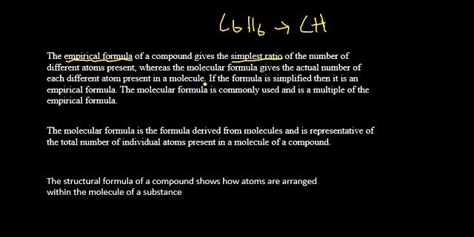Now let's look at the molecular formula. The molecular formula is gotten from the relative molecular mass and the empirical formula. So actually, the molecular formula is gotten from the empirical formula. And what does it do? It shows us the actual number of atoms present. The total. It gives us the total number of atoms present. The actual number of atoms present.